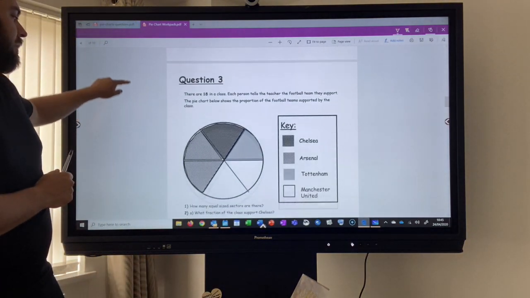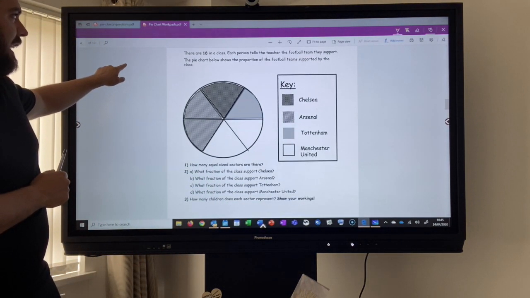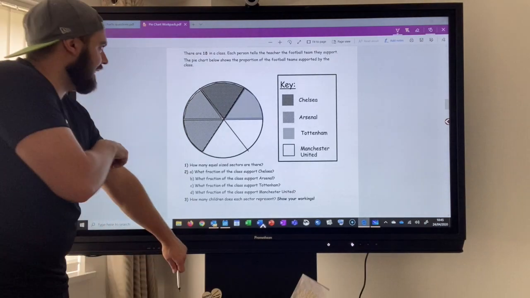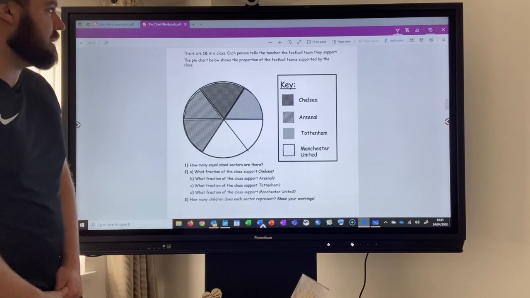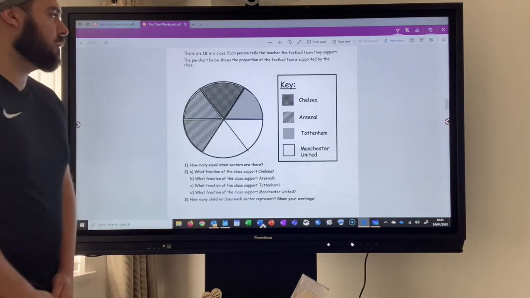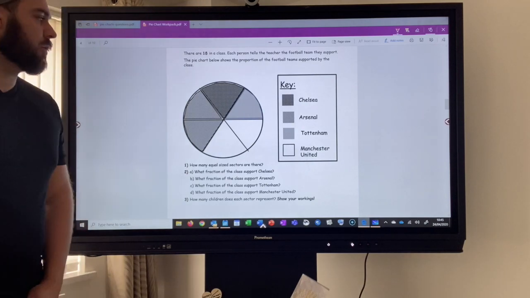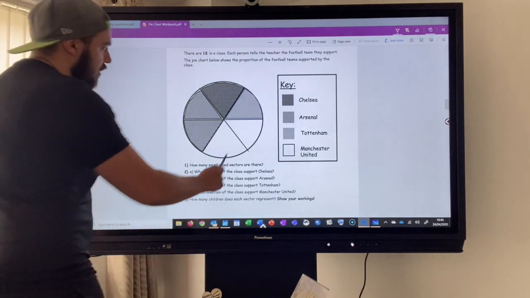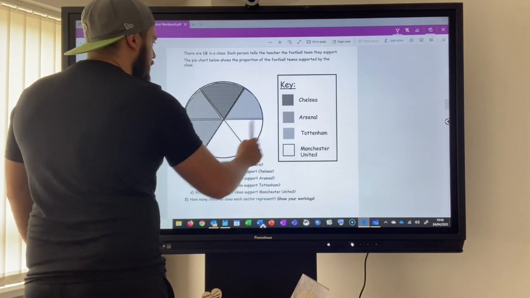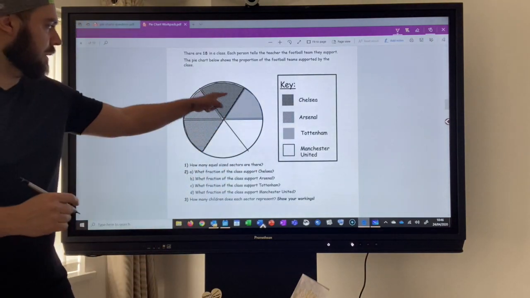So let's go to the next one. Okay, again, question 3, and we've got some football teams here. There are 18 pupils in a class. Each person has a football team they support. The pie chart below shows the proportion of the football teams supported by the class. So we've got 2 sections for Man United, 1 for Tottenham, 2 for Arsenal, and 1 for Chelsea. And it's split up into different sections.